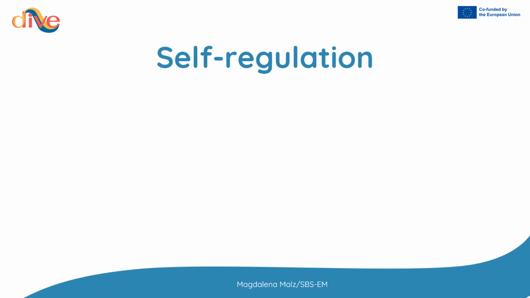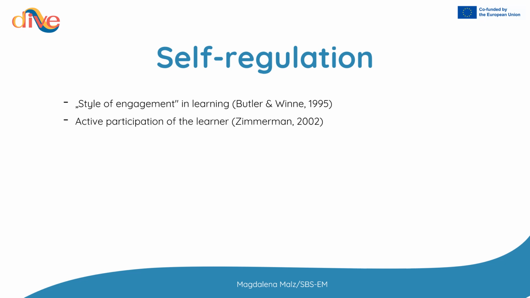Research shows that the most effective learners have the ability to self-regulate. However, there is no single definition of self-regulation that is agreed upon by researchers. It refers to multiple processes. By taking into account different definitions of this concept in the literature, we can see that self-regulation is a style of engagement in learning. It involves the active participation of the learner in this process, independently of her or his teachers or other educational agents.